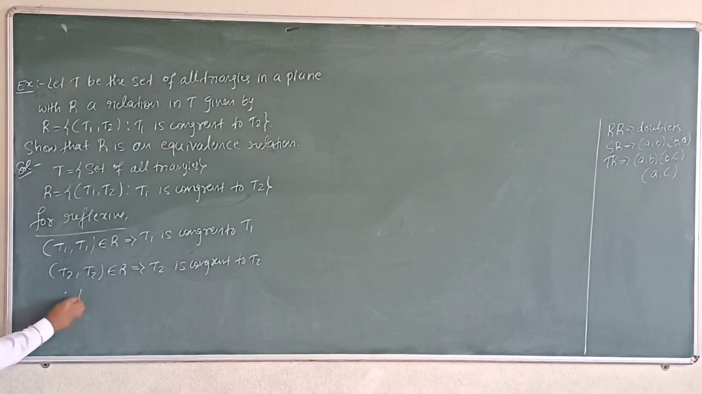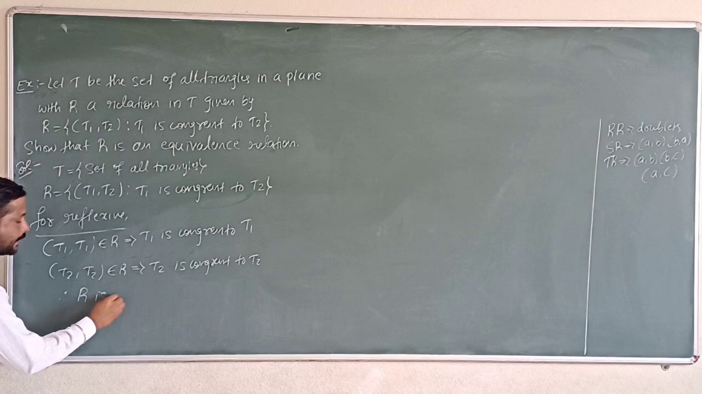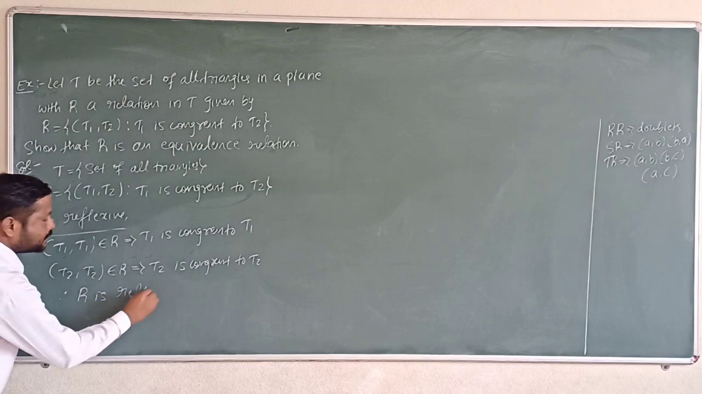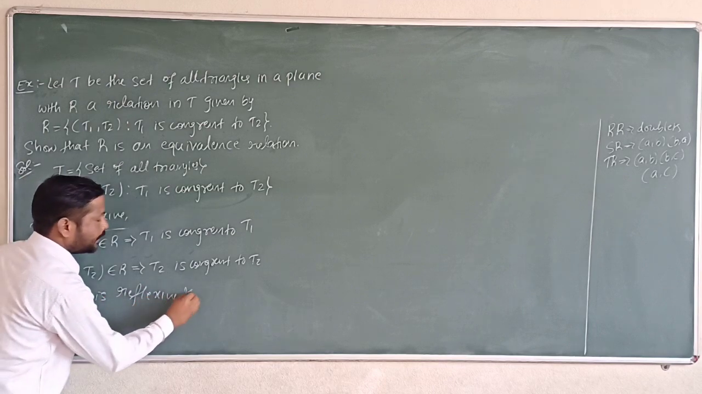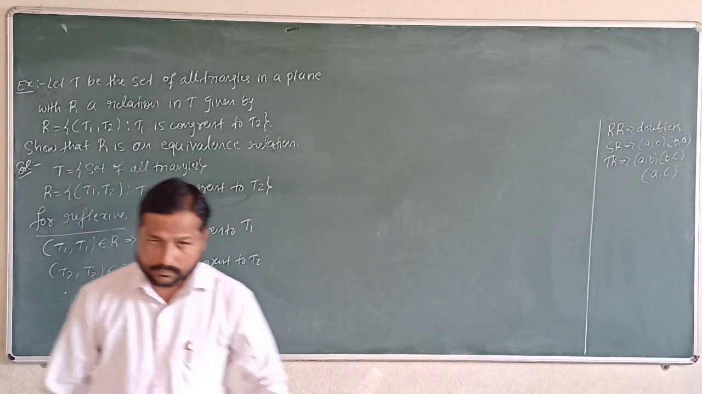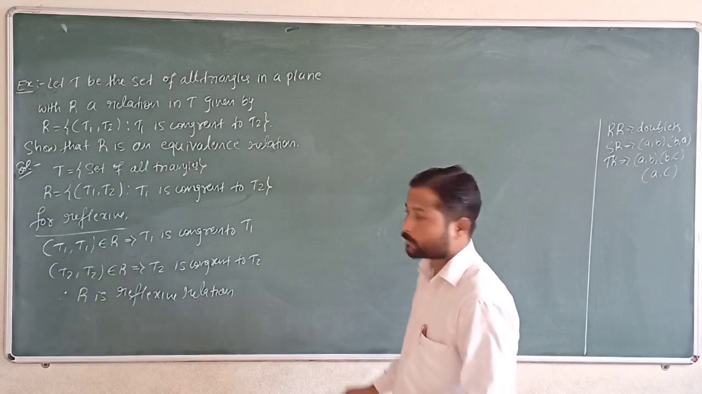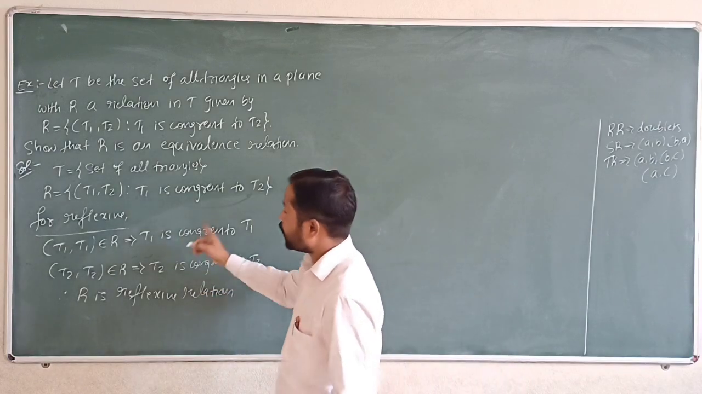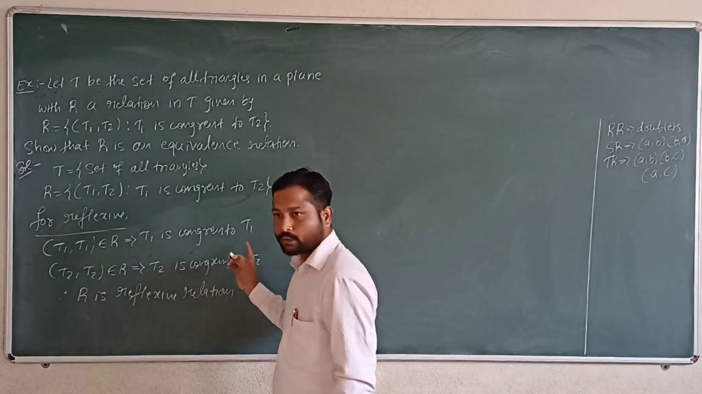So therefore here R is a reflexive relation. R is a reflexive relation. Okay. Understand, that means look here. T1 is congruent to itself only. T2 is congruent to T2 only.